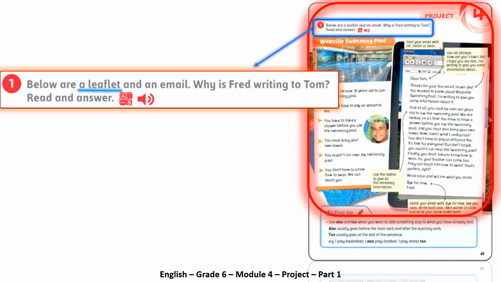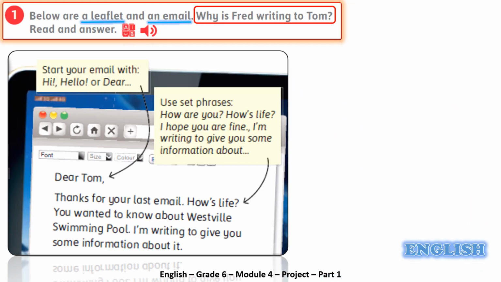Below are a leaflet and an email. The question is, why is Fred writing to Tom? This is the question that we need to answer. So, to find the answer to this question, we need to read the email. Let's start from the beginning.